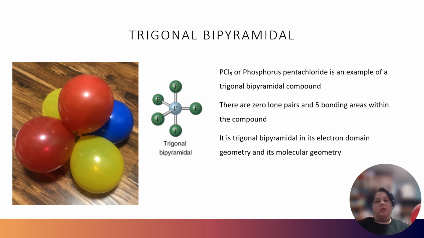Going to be trigonal bipyramidal. This one has 5 bonding areas and typically no lone pairs. PCl5 or phosphorus pentachloride is an example of a molecule that would have this arrangement. It's trigonal bipyramidal in its electron domain geometry as well as its molecular geometry. Typically, this one results with 4 in an arrangement on the bottom plus an additional on top. It would look kind of like this. A bit hard to see on the screen, but there is an image on the screen as well if that's helpful.